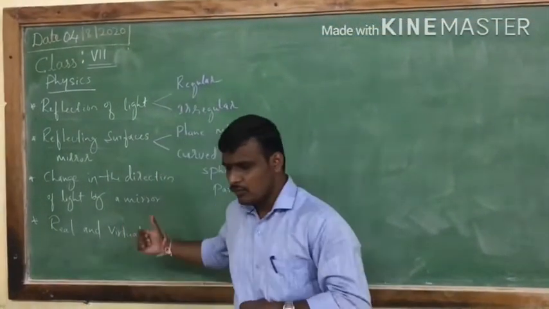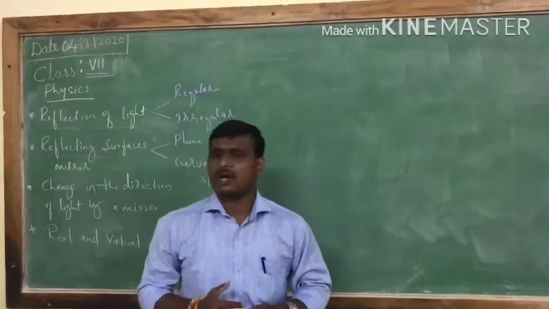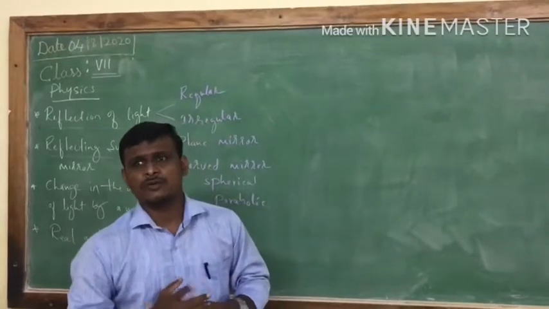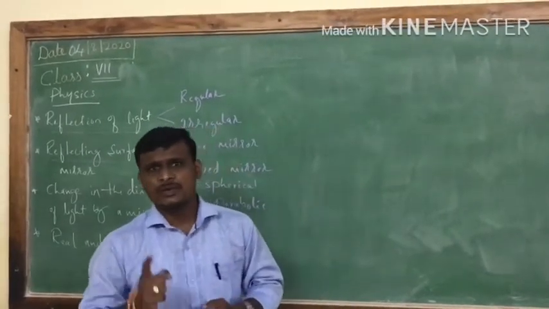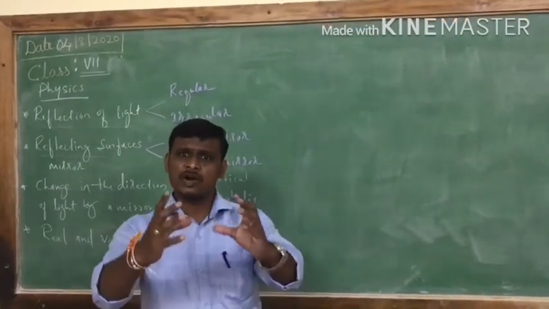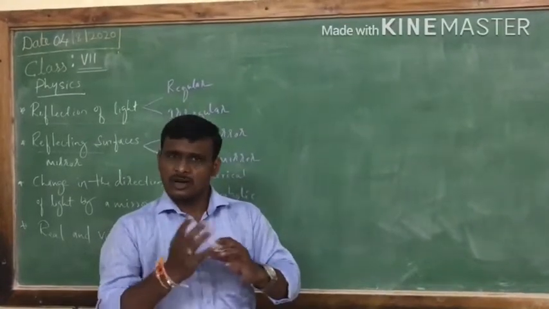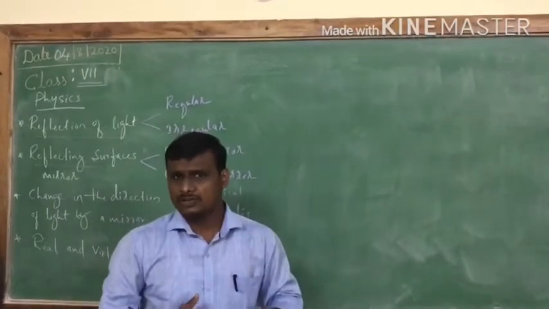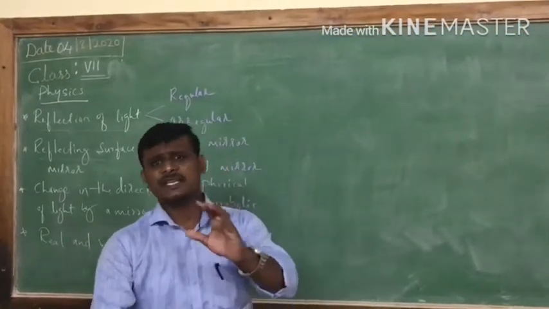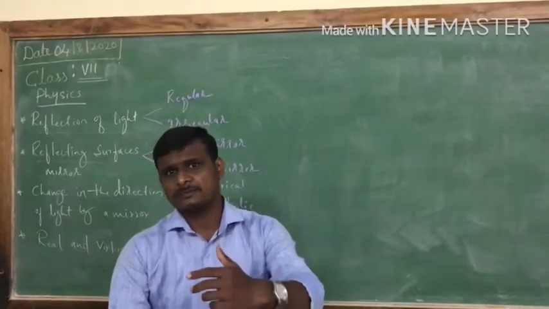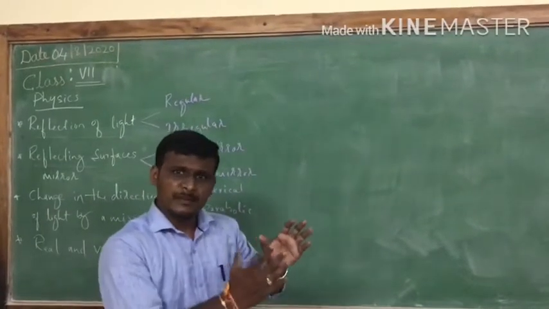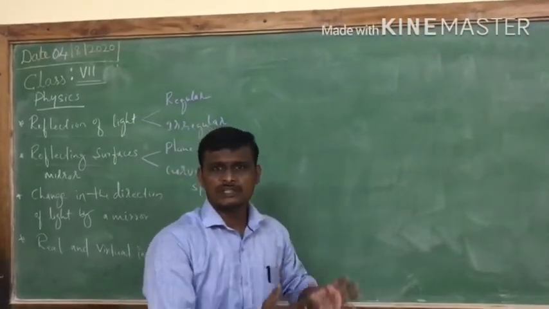Next thing is virtual image. Virtual images are those images which can be seen in the mirror but cannot be obtained on a screen. Suppose you hold a candle in front of a mirror, you can see the image of that candle, but you cannot take that image to the screen. This is a virtual image.